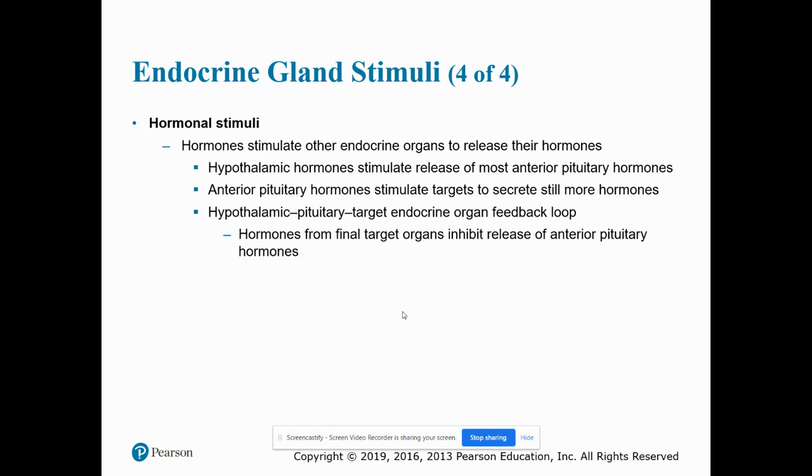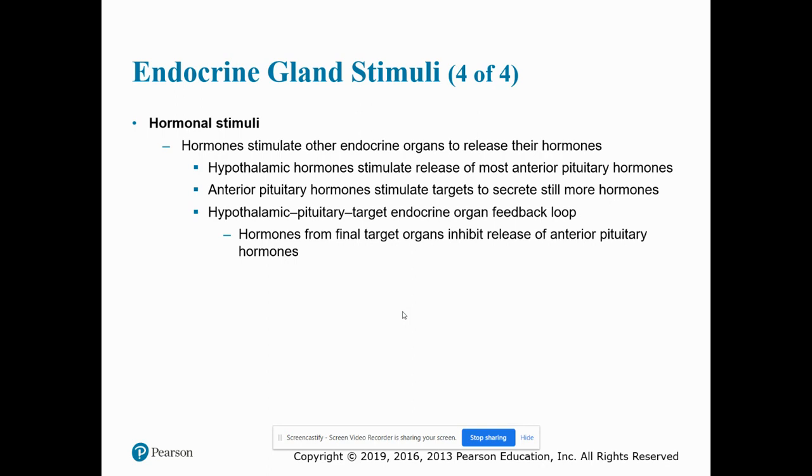And then finally we have hormonal stimuli. And this is where hormones stimulate other endocrine organs to release their hormones. We're going to see this a lot. Hypothalamic hormones stimulate release of most anterior pituitary hormones, which is great, right? But then in turn, the anterior pituitary hormones stimulate targets to secrete even more hormones.